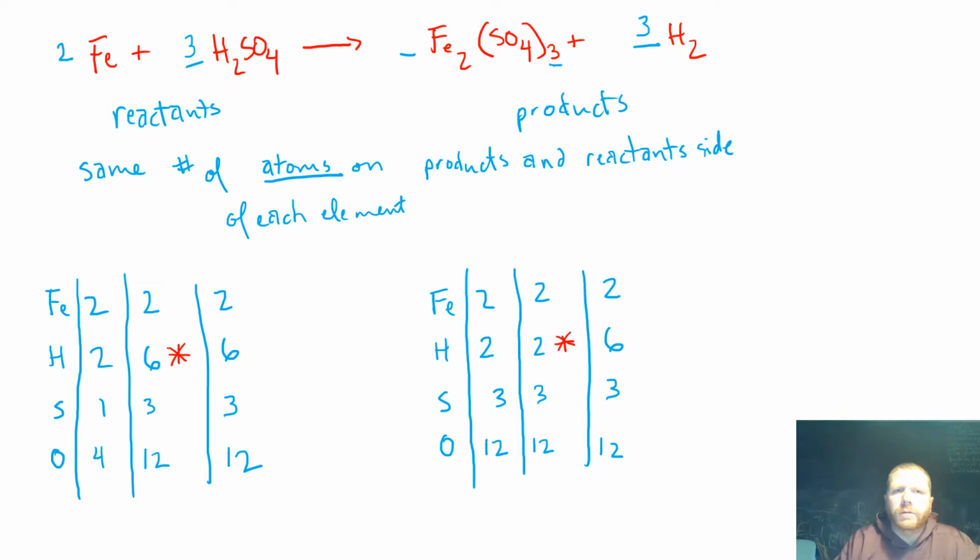2 molecules of iron will react with 3, sorry, I'm just erasing this. 2 molecules of iron will react with 3 molecules of H2SO4 to produce 1 molecule of Fe2SO4 and 3 molecules of H2. Okay, I hope that was helpful. We're going to go ahead and balance one more chemical reaction on the next page.